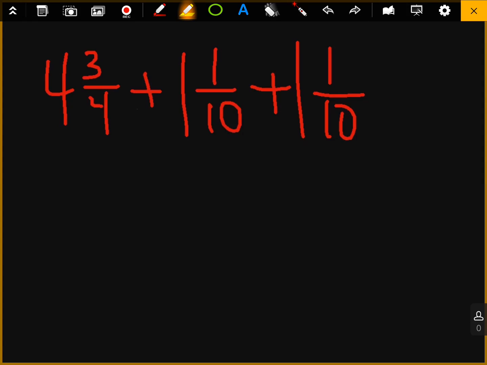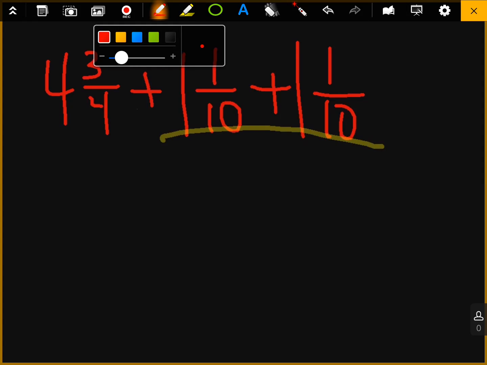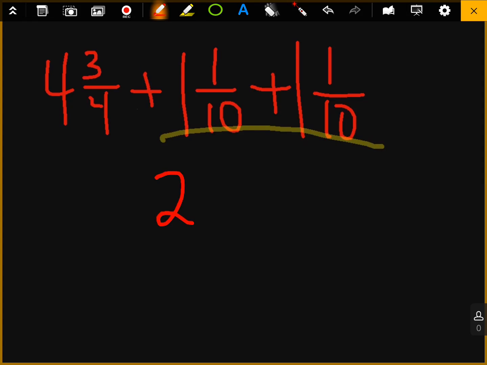And what I'm going to do is these two first, because they have the common denominator. So 1 plus 1 for the numerators is 2. Denominator stays the same, 2 2/10. And bring this down to 4 3/4 plus 2 2/10.